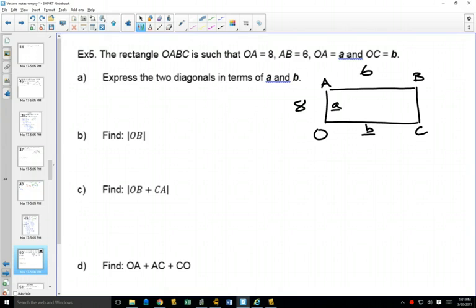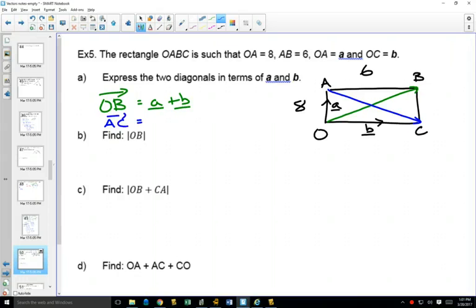Express the two diagonals in terms of A and B. So this right now is A, this right now is B. One diagonal is O to B. And if you had written B to O, that would have been fine, just as long as you defined it somehow. How can I go from O to B using A's and B's? Can you see that you could go A plus B? And our second diagonal, if I do A to C, well, I could get there by going negative A plus B.